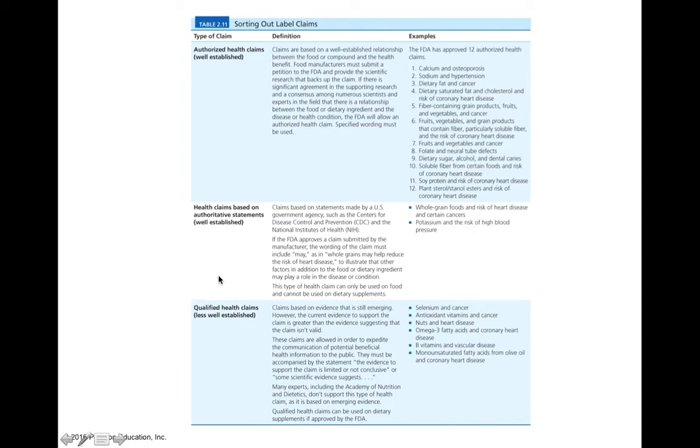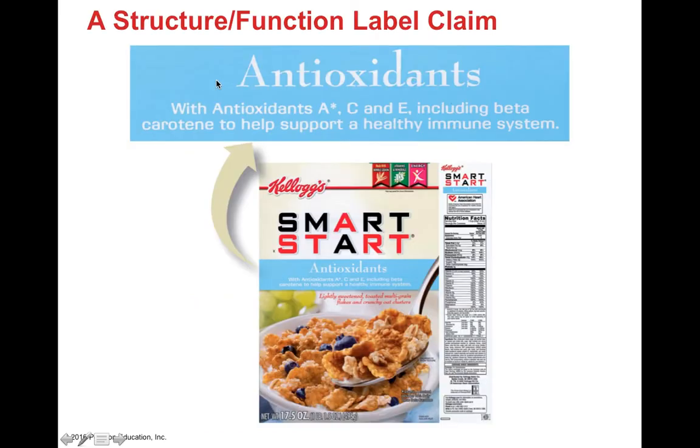Now, these would be examples of less well-established claims based on evidence that are still, quote unquote, emerging. However, evidence to support the claim isn't any greater than the evidence suggesting the claim isn't valid. So there are currently things that might be advertised, like selenium might help keep cancer away, or antioxidant vitamins, and the risk of cancer might be lower, or something that you've heard of, nuts being associated with heart disease, or omega-3 fatty acids and heart disease. All of these are things that might be claims, but they're significantly less established than authoritative or authorized health claims.